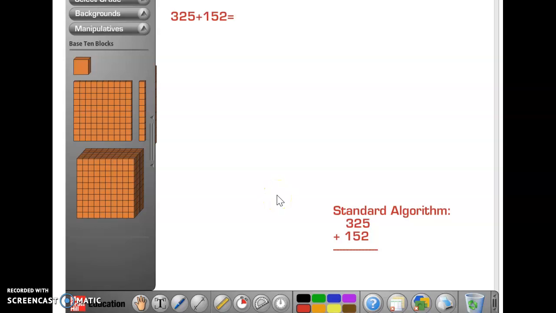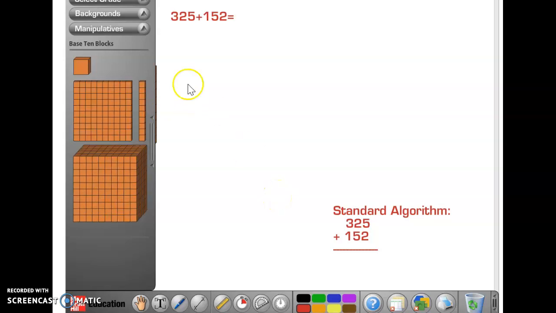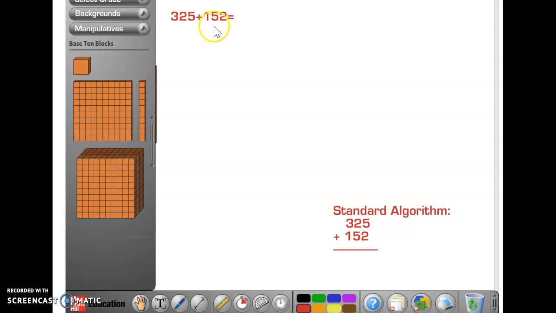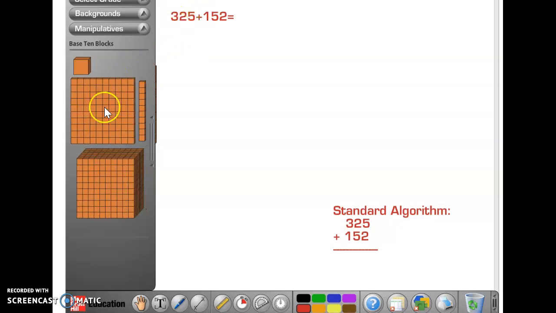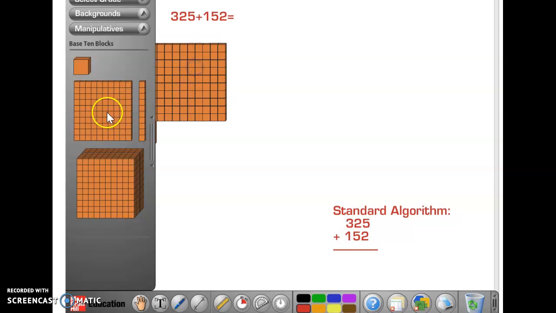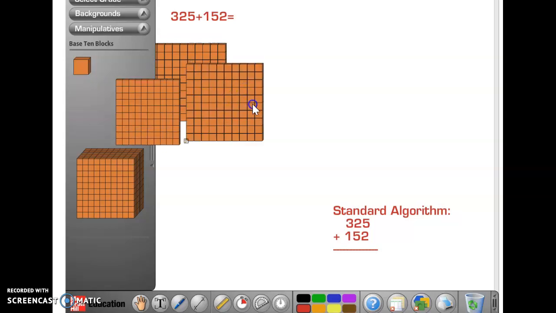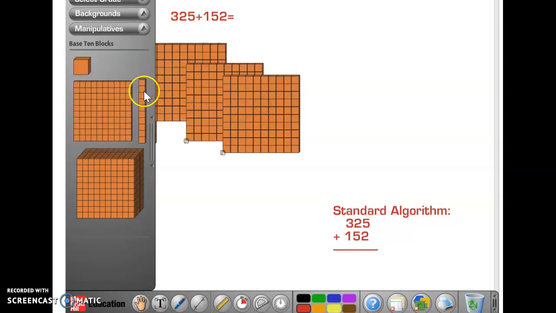Today we're going to look at the connection of using base 10 blocks to add the numbers 325 plus 152 with the standard algorithm. So just like you did in second and third grade, we're going to build the number using base 10 blocks, 3 hundreds, 2 tens for 20, and 5 ones.